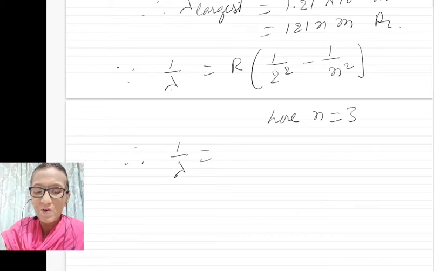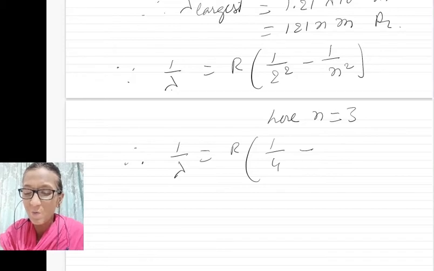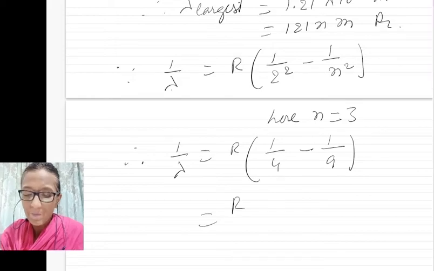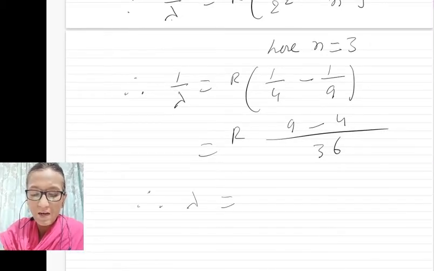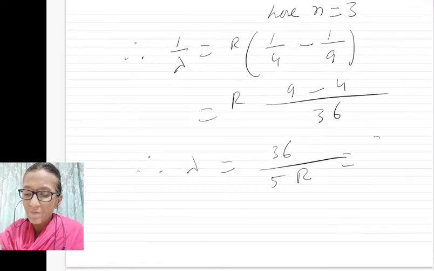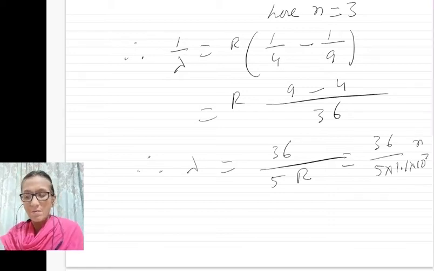So therefore 1 upon lambda is equal to, Rydberg constant is already given, R into (1 upon 4 minus 1 upon 9). This is equal to (9 minus 4) upon 36, and therefore lambda is equal to 36 divided by 5R, and this is equal to 36 divided by 5 into 1.1 into 10 to the power 7 per meter, and meter goes in numerator.